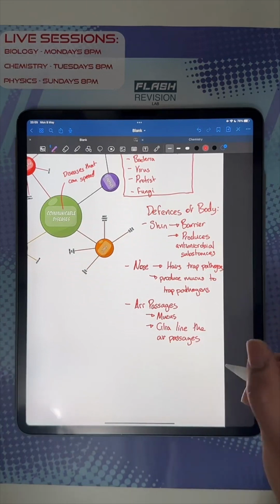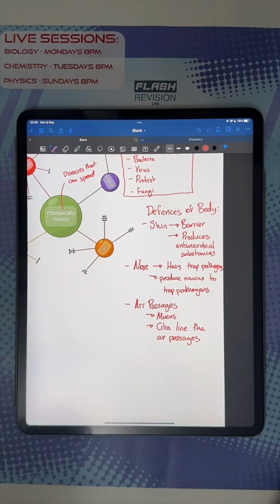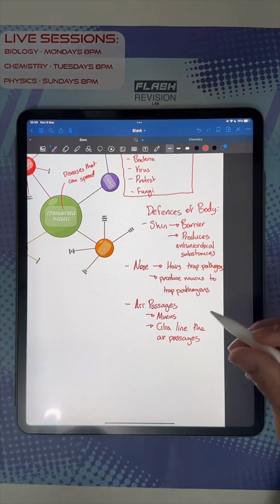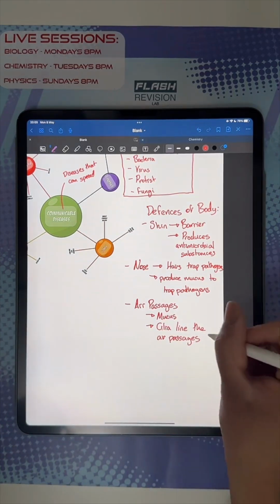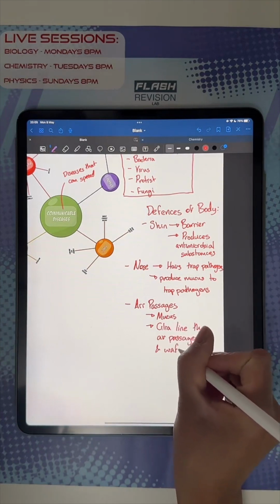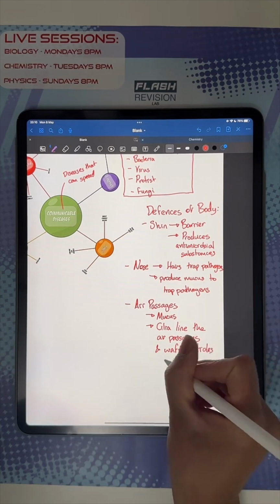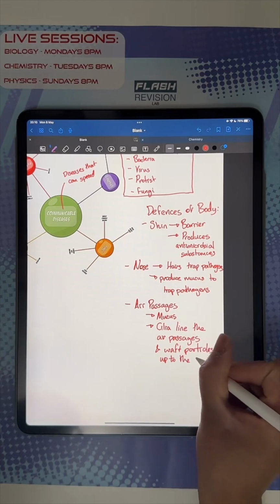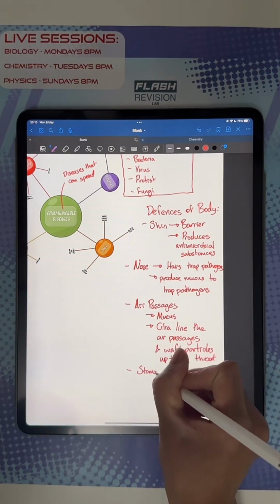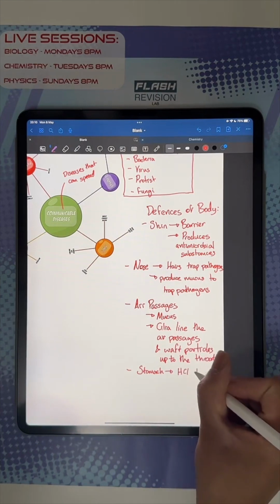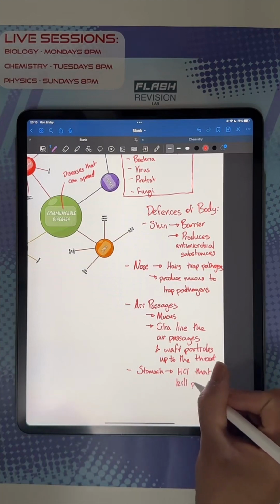So what the cilia do, they're basically special types of hairs. They can move and they trap particles of mucus and they waft it up the air passages, so to the back of your throat. And once it reaches the back of your throat, usually you swallow it. You don't even notice that you're swallowing it. And then it goes to the stomach, and the stomach has hydrochloric acid, which kills the bacteria. So cilia line the air passages and waft particles up to the throat. And then we have the stomach, which produces HCl that kills pathogens.